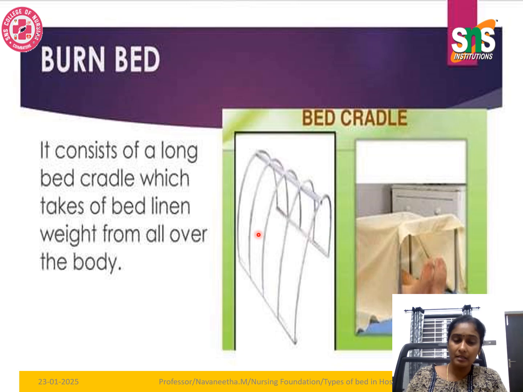And the last bed is a burn bed. It consists of a long bed girdle which takes the bed linen weight off all over the body. It gives free air circulation around the patient's body. Mostly for burns of more than 60 to 70 percent, we give this type of bed.